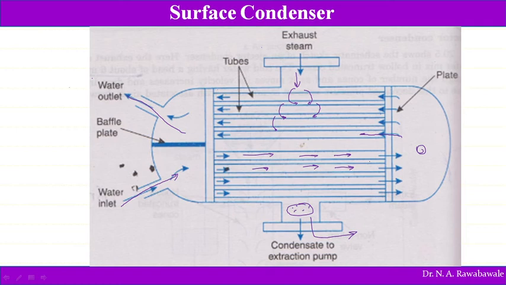Somewhere there is one more provision to extract the air. So here there is a baffle plate, or somewhere there will be an air extraction pump to remove the air present in this condenser, or to maintain the vacuum.